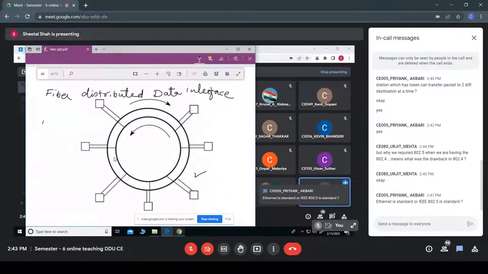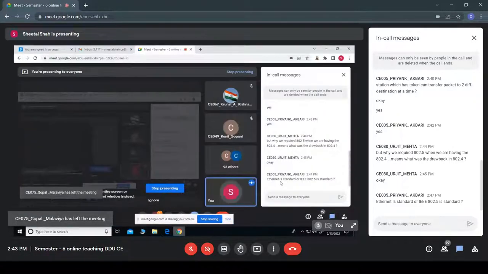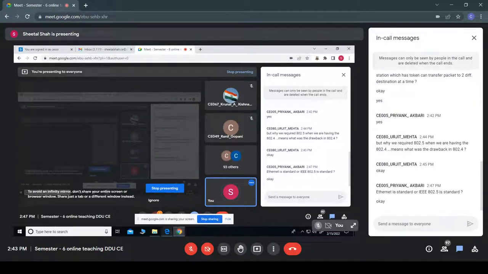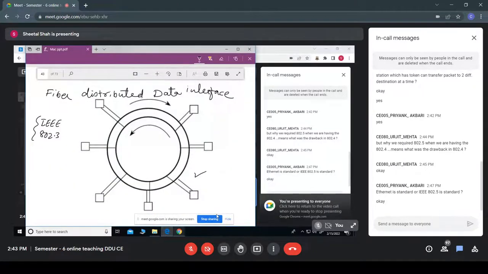Ethernet is IEEE 802.3. Are you getting this? Ethernet is also a standard, and it is IEEE 802.3. For token bus, the standard they have defined is 802.4. For token ring, it is 802.5. Okay, fine.